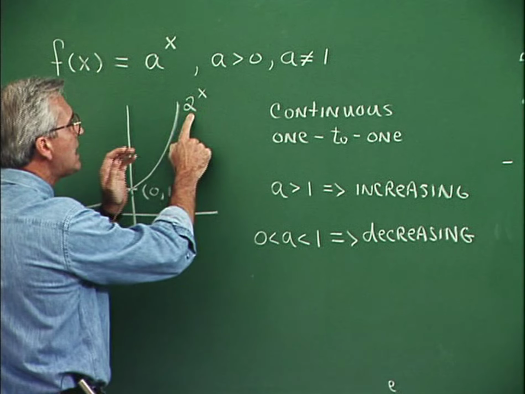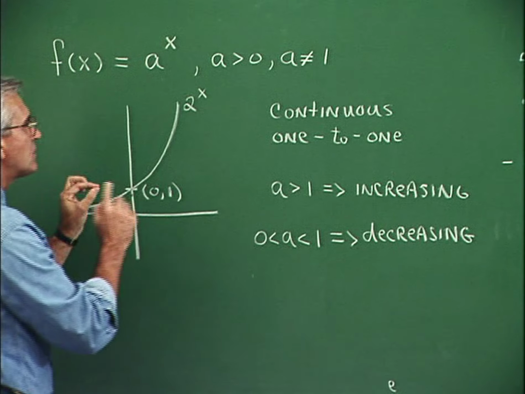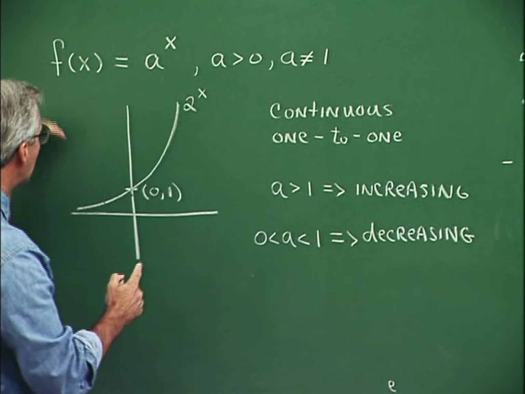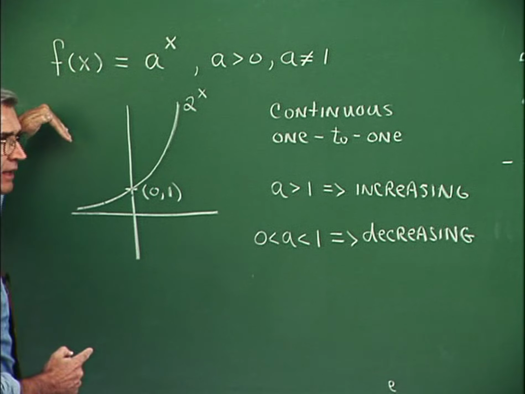And as this base tends to come down to 1, that is, it decreases and approaches 1, the graph sort of lays down like this. It has this kind of appearance. It has more of a gentle curve to it. Then when the values of a appear between 0 and 1, the graph decreases. The graph goes down like this.